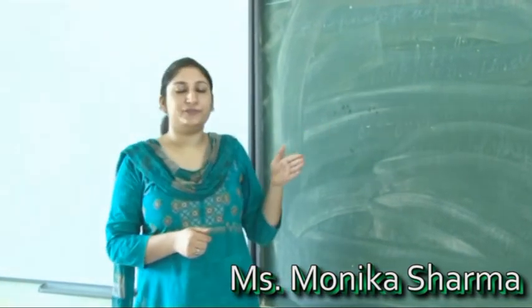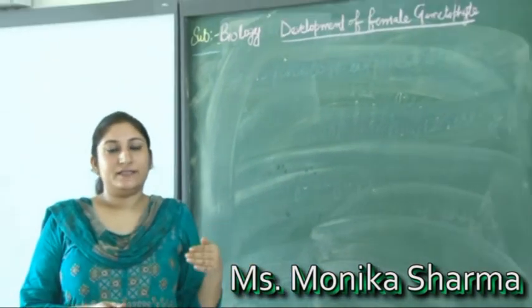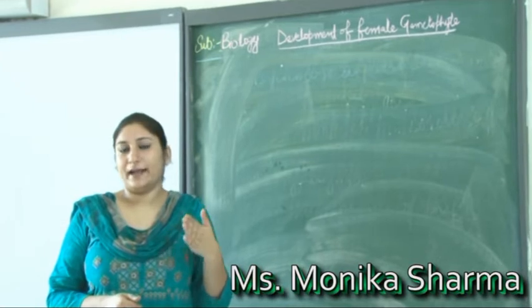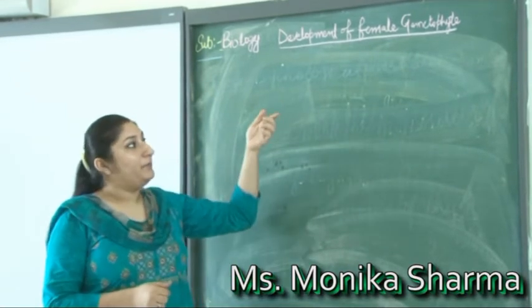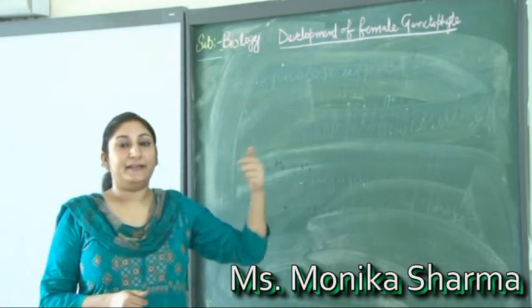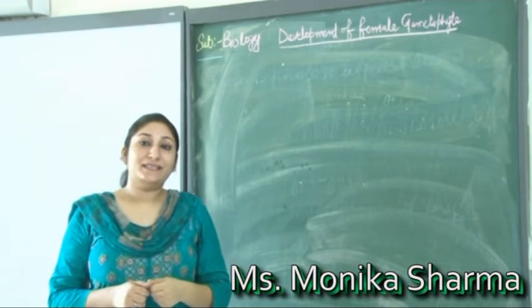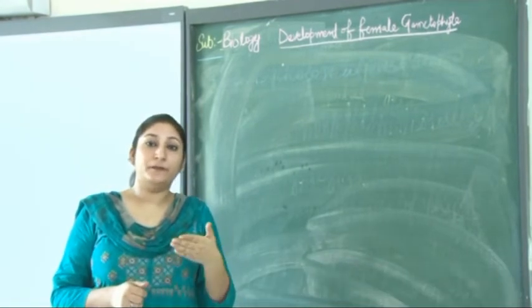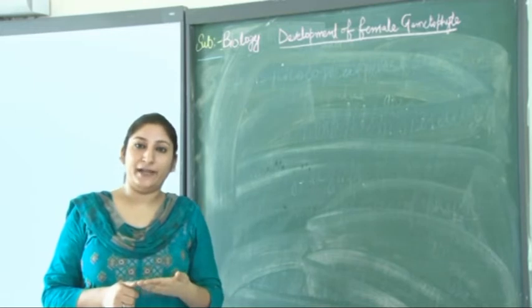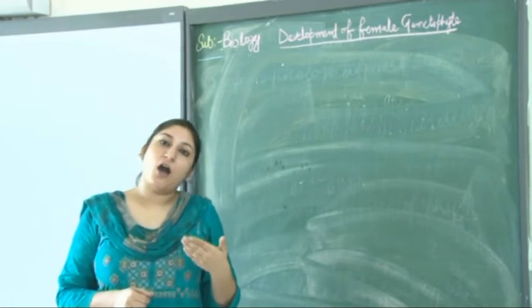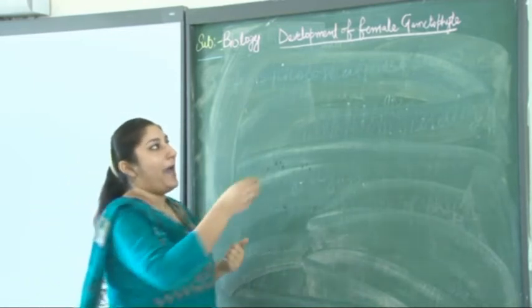Today we will study the topic from your chapter, that is reproduction. The chapter name is sexual reproduction in flowering plants, and the topic is development of female gametophyte. In this topic we study how the development of female gametophyte takes place, which is also commonly known as embryo sac.